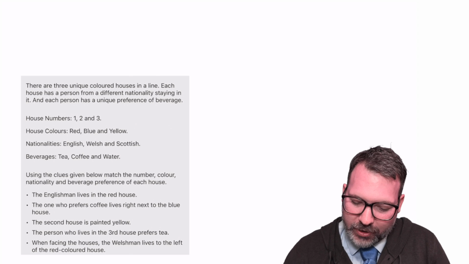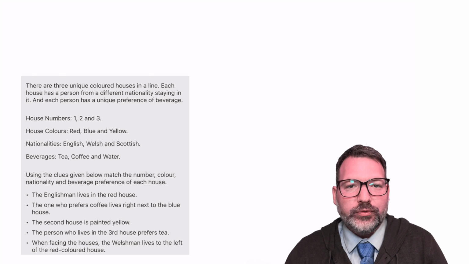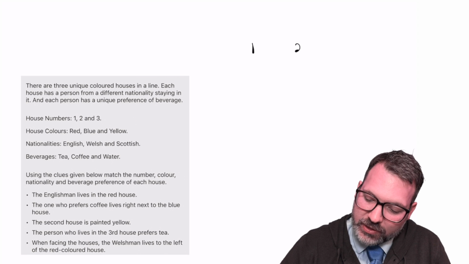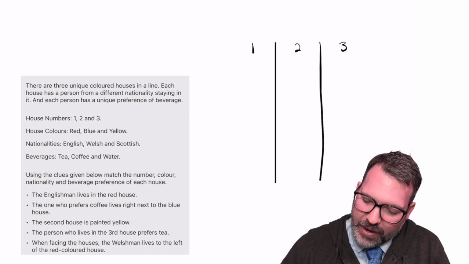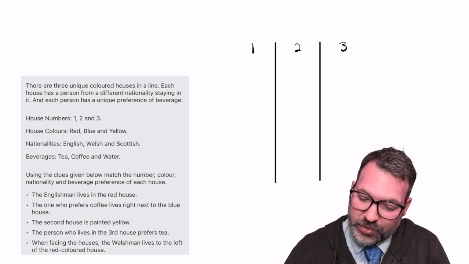We've got our setup. There are 3 unique colored houses in a line. Each house has a person from a different nationality staying in it, and each person has a unique preference of beverage. And the house numbers themselves, 1, 2, and 3, give us our first into this game. We're going to build a diagram. You don't want to have to keep track of all this stuff in your head. You want somewhere that you can look at, and so that's what we're doing with this diagram.